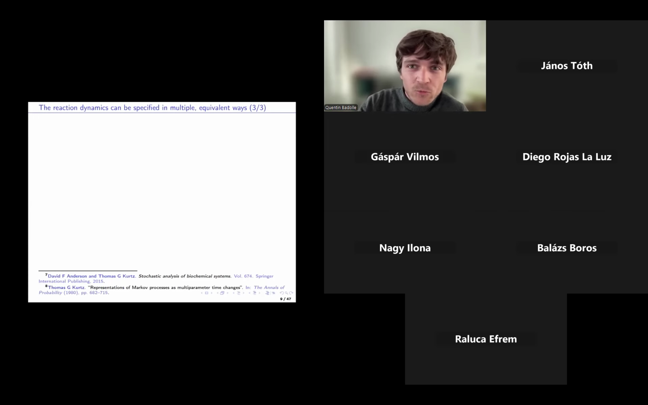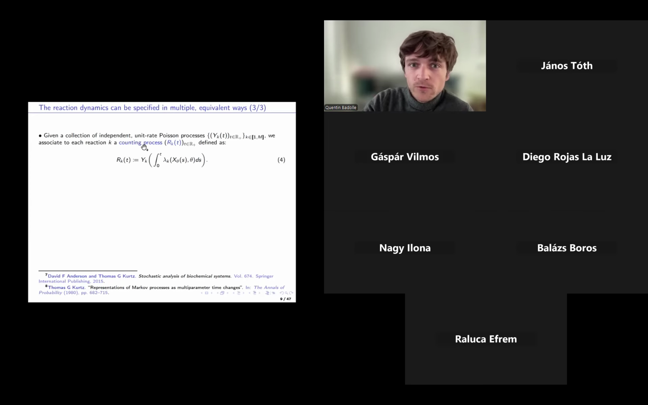Now, a third and last way to specify the reaction dynamics: you introduce a collection of independent unit rate Poisson processes to define a counting process R k, through this expression. So this should be read as the Poisson process indexed by k at time, with this expression in the parentheses. Now, this counting process associated to reaction k increases by 1 every time the kth reaction fires.